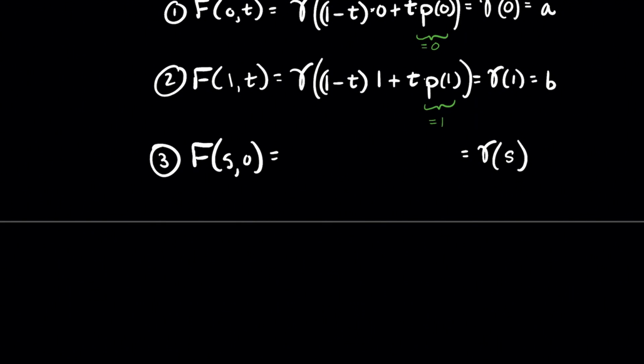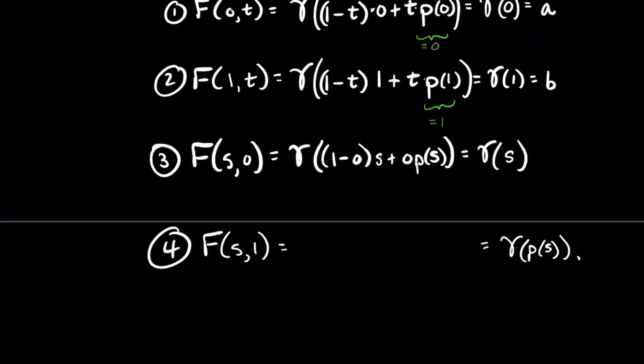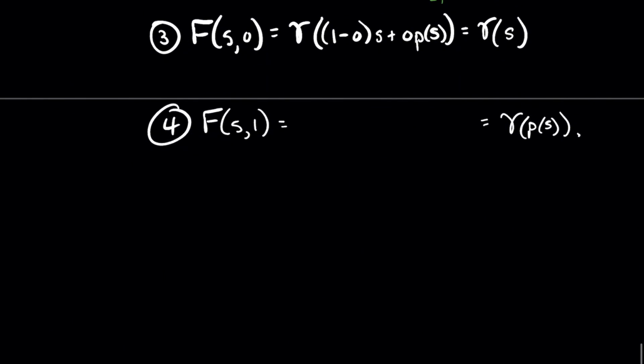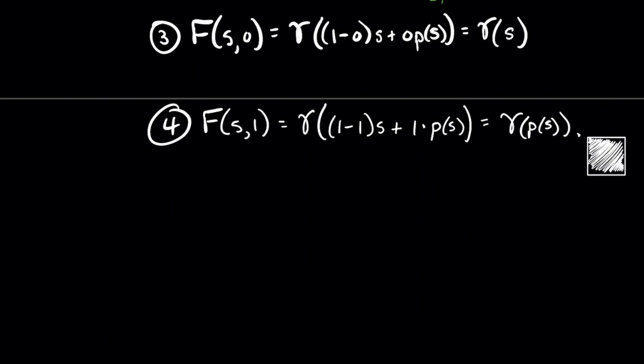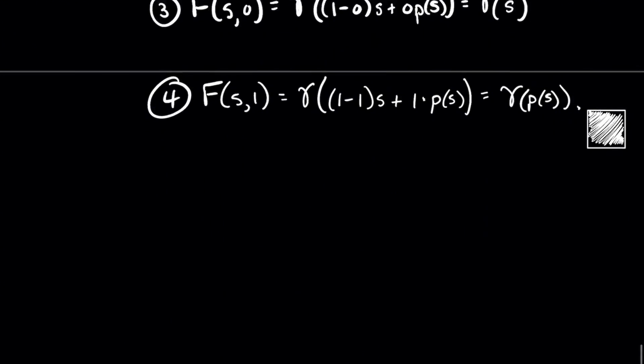Number 3, we've got to verify that when you plug in 0 for t, do you start at the curve gamma? And when you plug in 0 for t, you see that the p of s term gets knocked out, and so you're just left with gamma of s. Finally, when you plug in 1 for t, do you end at gamma composed with p? And when you plug in 1 for t, notice that the term that just has s gets knocked out, and you're only left with the p of s term inside the parentheses. So this homotopy ends at the composition gamma composed with p. And that finishes that these two curves are homotopic to each other. In other words, gamma is homotopic to any reparameterization of itself.